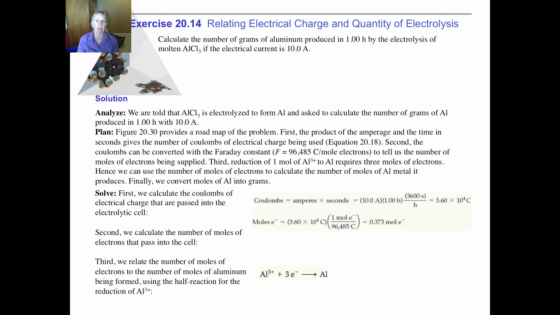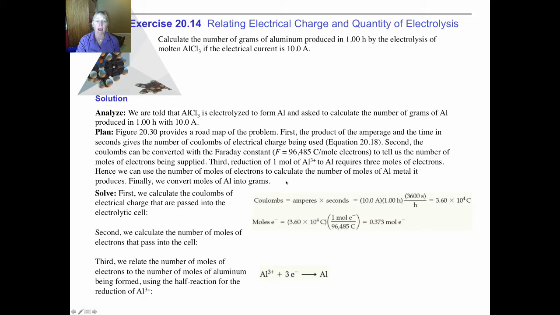Okay, so the first thing you have to do is understand that coulombs are a function of amps and seconds. So we've got to take our 1 hour of time and turn that into seconds. That's what's happening right down here. 1 hour has 3,600 seconds in it.